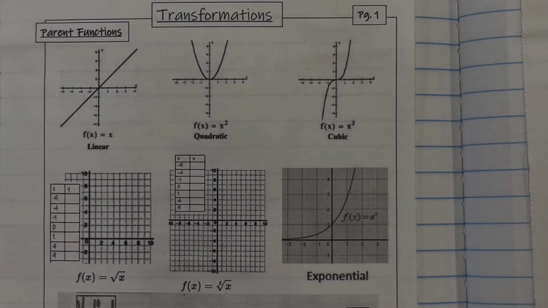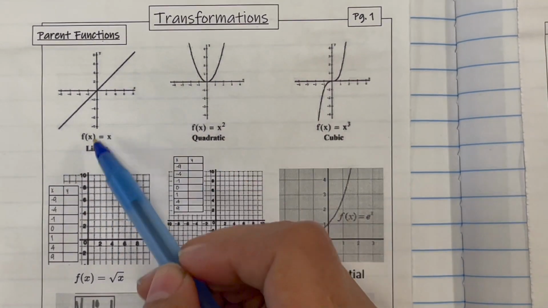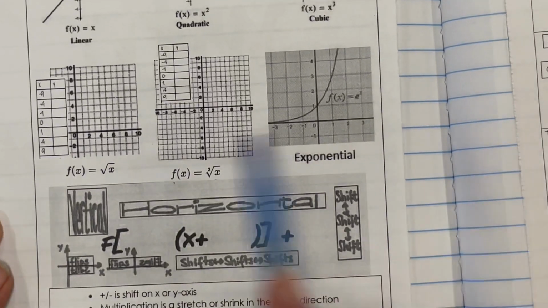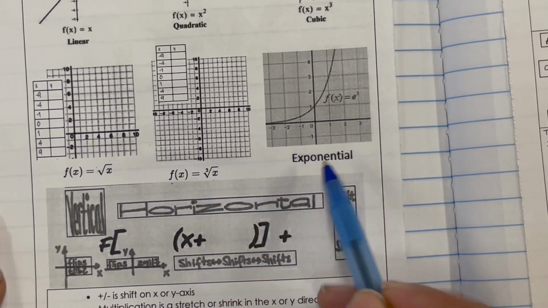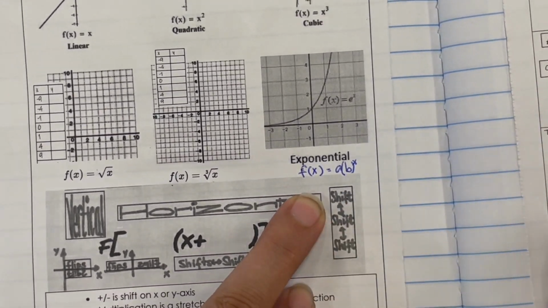We're going to do a quick review on parent functions and transformations. If you know your parent functions and your transformations, what we're about to do next will be really easy. So what do they look like? This is what they look like. X squared, x cubed. We're going to work out the square root of x and the cube root. And exponential should look like a times b to the power of x.